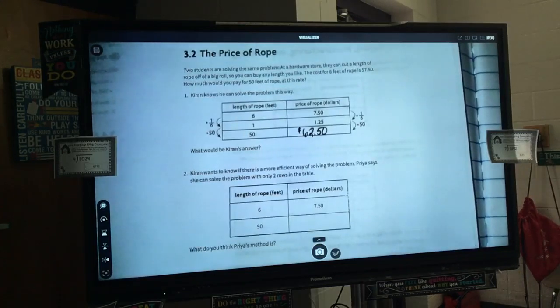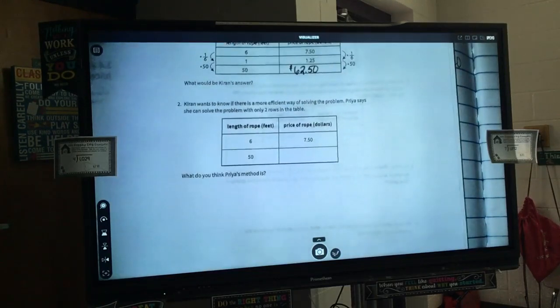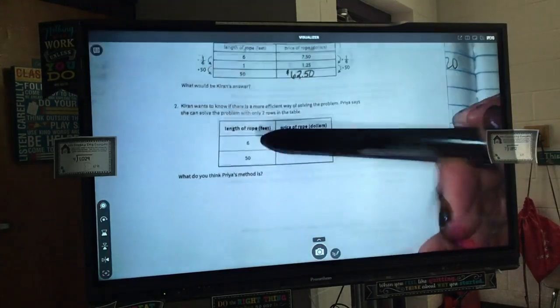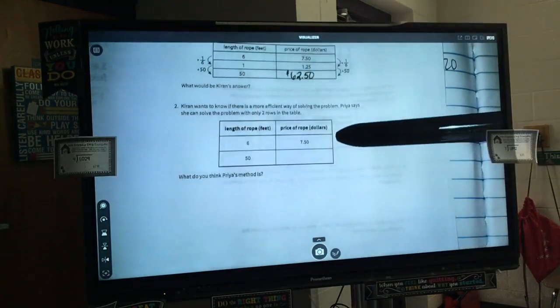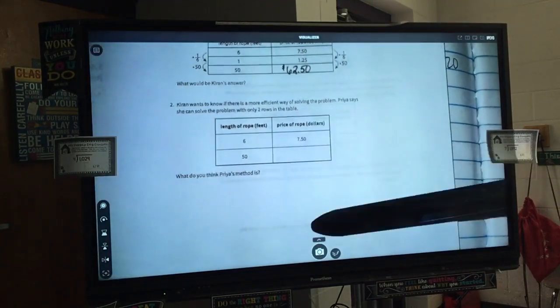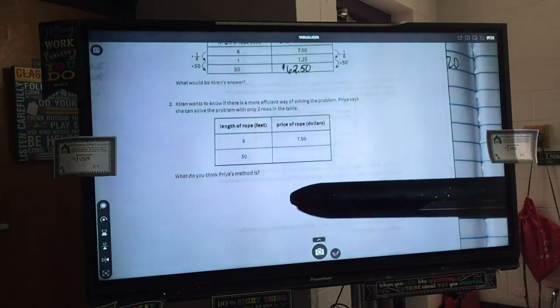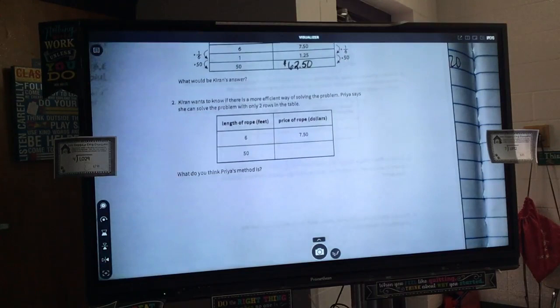All right, so we obviously know his answer would be $62.50 just by using his strategy. Now, he wants to know if there's a more effective, easier, faster way to solve this. So this is what Priya did. So there's no information on this chart other than they went from 6 to 50, and we know that 6 feet is worth $7.50. I'm going to give you 3 minutes independently to solve this. Tell me what you're either multiplying or dividing by, and what do you think about this method? Go. 3 minutes. Stand up if you finish before then.